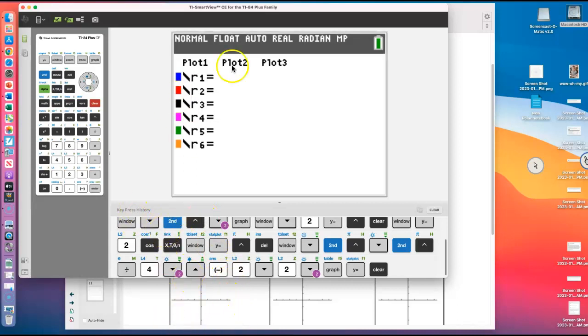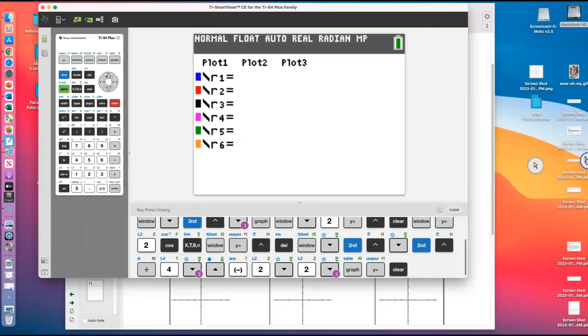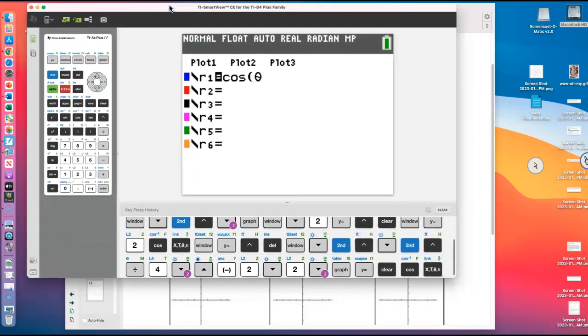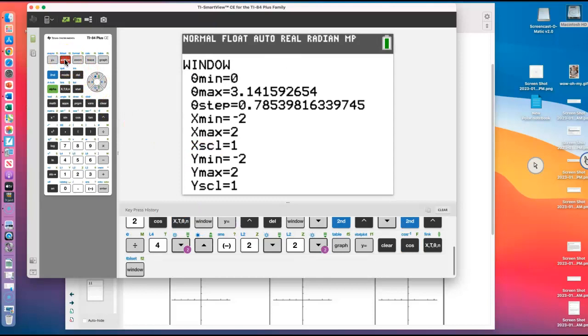So that first one was just a plain old cosine theta. So go ahead and hit cosine theta, but don't hit graph yet. So go cosine theta. That's all it says. R equals cosine theta. Nothing in front of it, nothing inside of it. It's just a plain old cosine theta. Before you hit graph, go ahead and hit your window just so you get familiar. Theta min is the lowest your angle can be. Theta max is the highest. We usually set that to 2 pi. We do a full round.